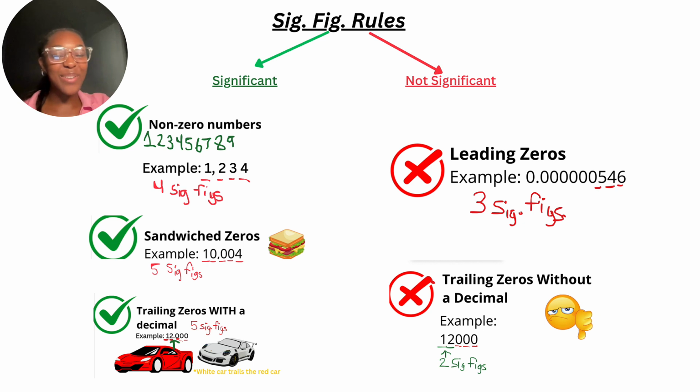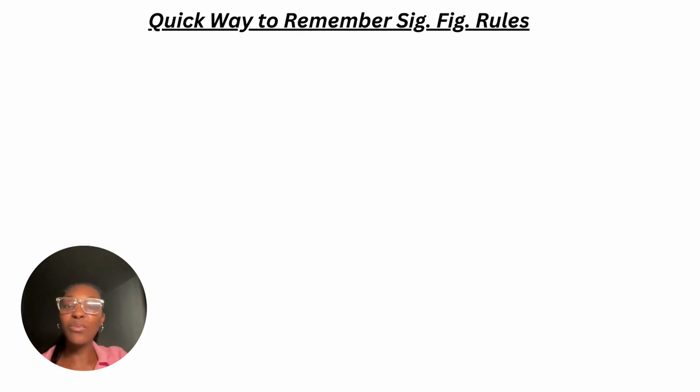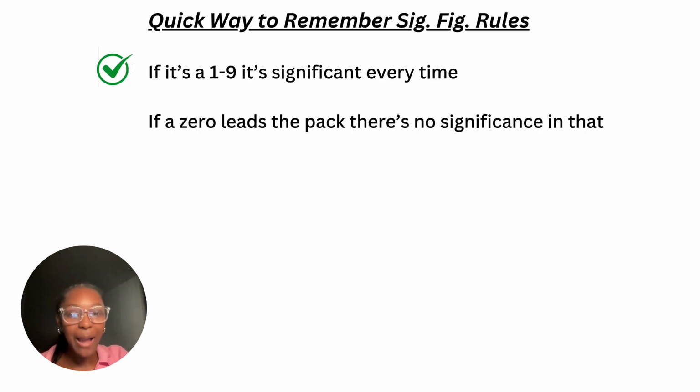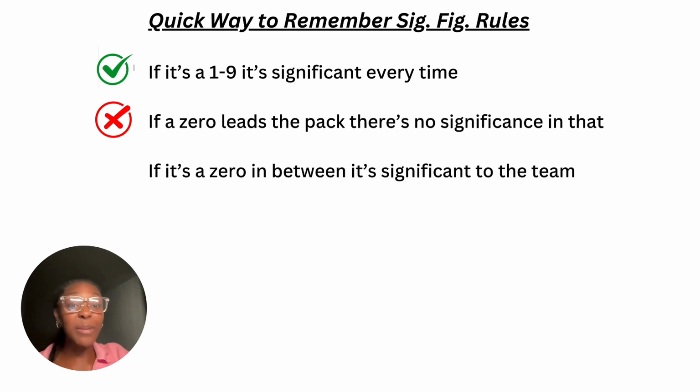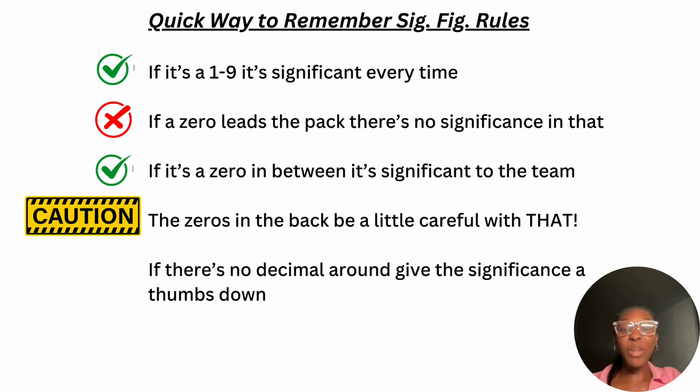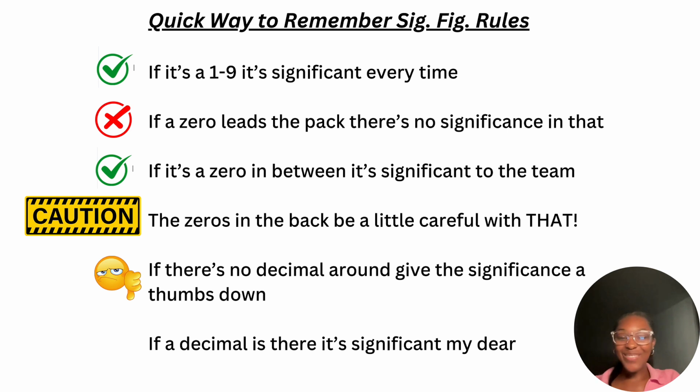There we go. So now that we've already gone through the digits that are significant and the ones that are not significant, I'm going to give you a quick way to remember the significant figure rules. So I made a little song. If it's a 1 through 9, it's significant every time. If a 0 leads the pack, there's no significance in that. If it's a 0 in between, it's significant to the team. The zeros in the back, be a little careful with that. If there's no decimal around, give the significance a thumbs down. If a decimal is there, it's significant, my dear.